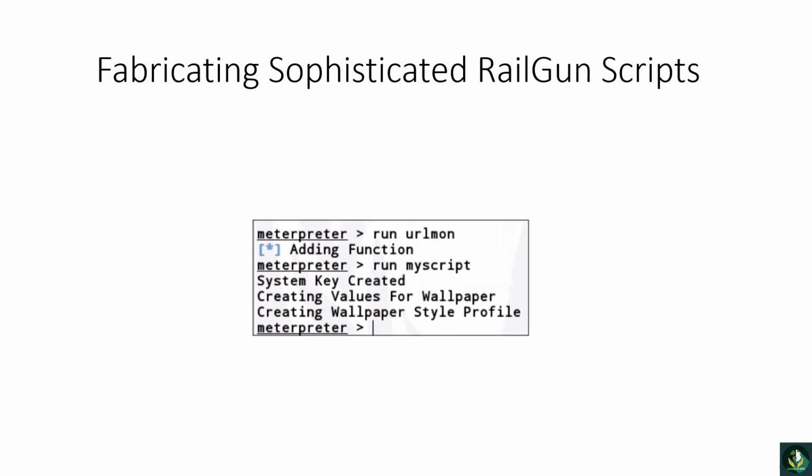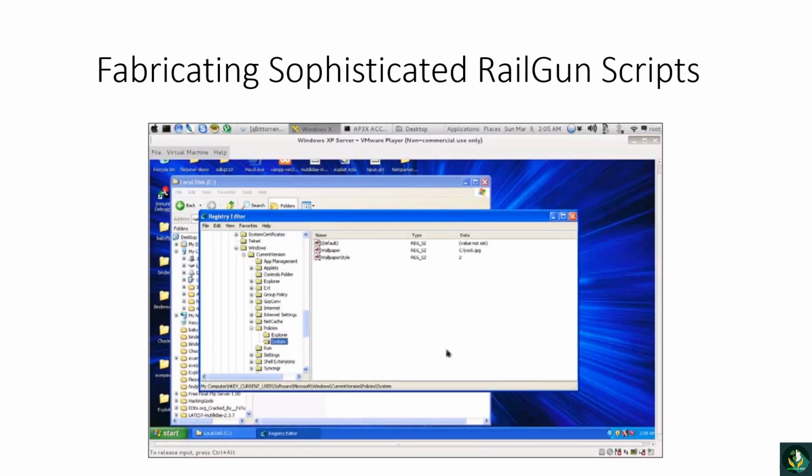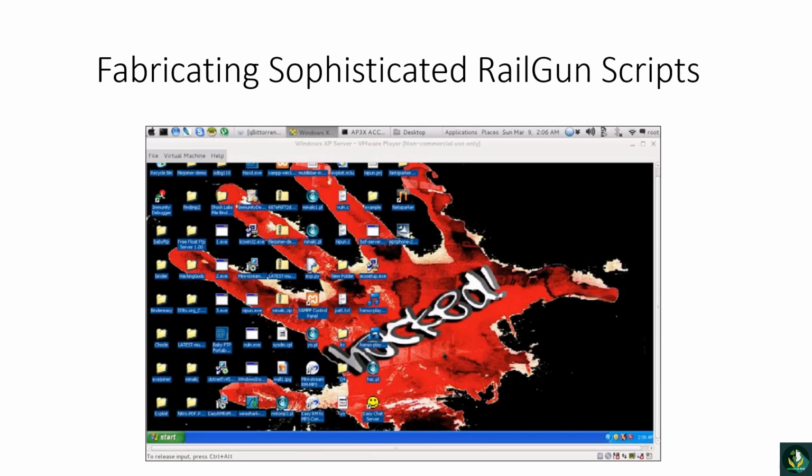As soon as we run my script, as you can see, we run the URL mon and the my script .rb, and the registry settings are modified on this target system. Moreover, at the next logon, the user wallpaper will be changed and they will not be able to change it back again. Previously this was the default, but after that it became this, as you can see in this screenshot, and they are not able to change it back again.